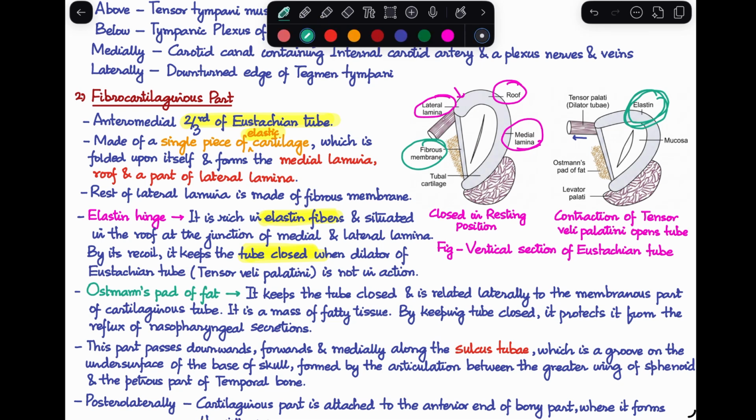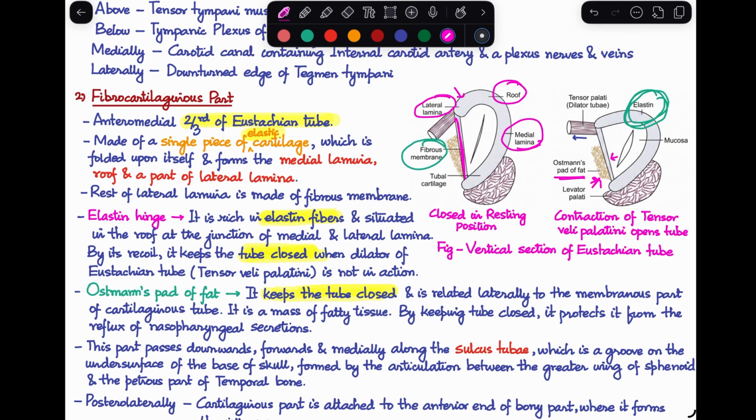Next structure in the fibrocartilaginous part is the Ostmann's pad of fat. Now, what is the Ostmann's pad of fat? If you look at the image here, this is where the Ostmann's pad of fat lies. Again, the purpose of the Ostmann's pad of fat is also that it keeps the tube closed, and it is also related laterally to the membranous part. You can see we spoke about this fibrous membrane part which is forming the rest of the lateral lamina. That's the relation of the Ostmann's pad of fat.